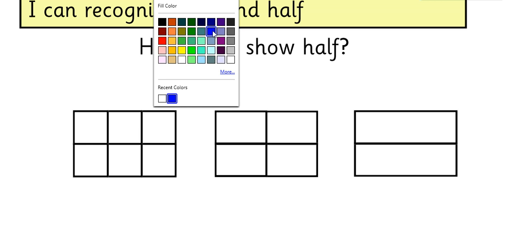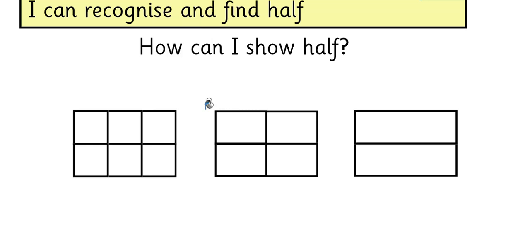Lots of different shapes to look at now. How will you colour in half of these? How many do you need to colour in for this example? How many do you need to colour in for this example? And how many do you need to colour in for this example?